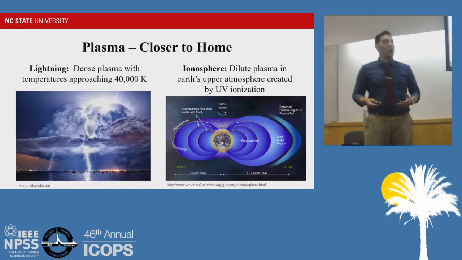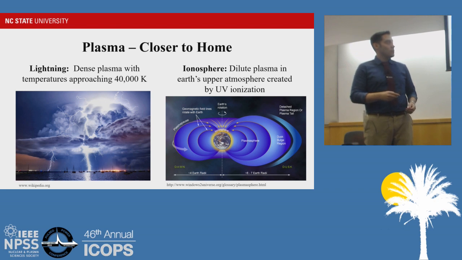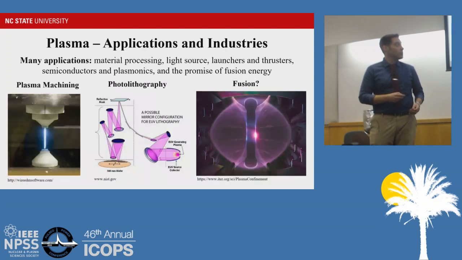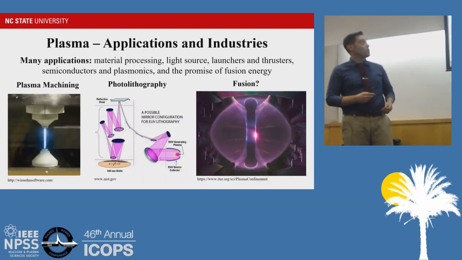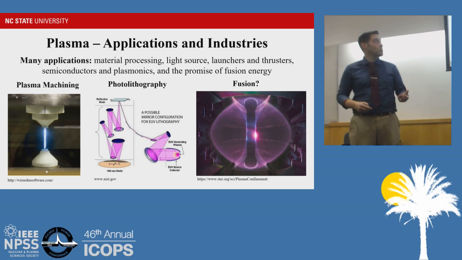But closer to home, dense plasmas we can observe are lightning, which is about 40,000 degrees at atmospheric pressure. And we're completely covered by a plasma in the ionosphere. So there are lots of plasmas around in the universe and lots of applications. Some of the applications here: launchers and thrusters, and in some you can treat the charge excitations in semiconductors as plasmas.